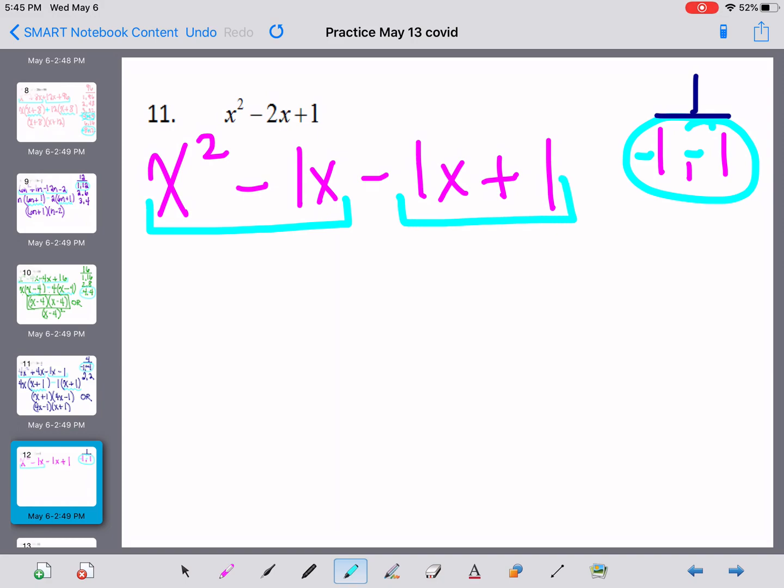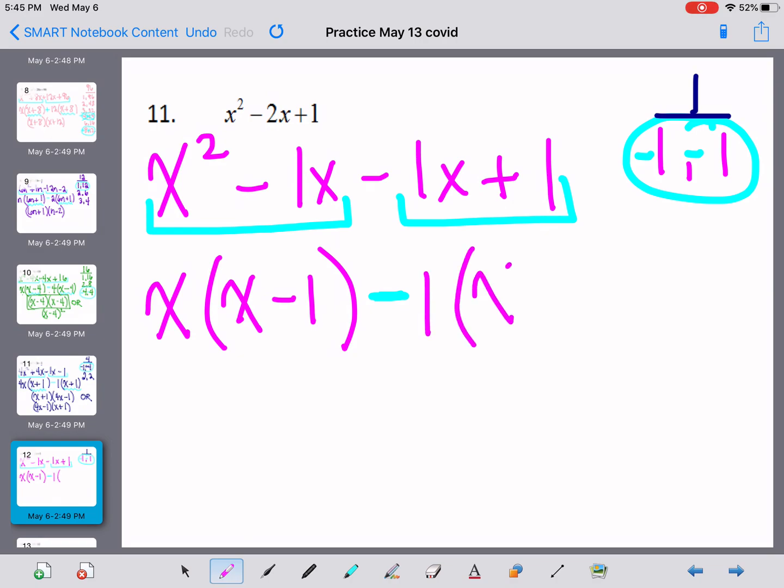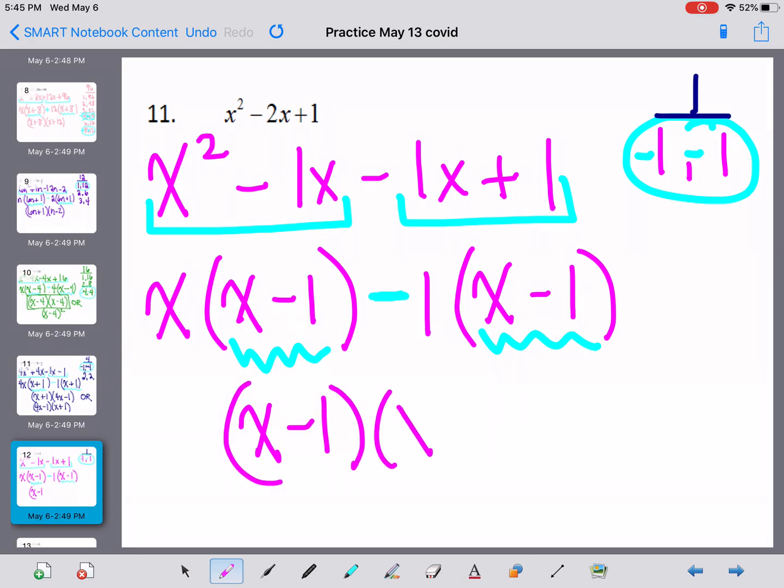Here's a group, here's a group, and we get x as our greatest common factor in the first group. We're left with x minus 1. Again, writing that minus 1 is really important. Writing that sign down, really important. Greatest common factor is a 1. Negative 1x divided by negative 1 is x. Positive 1 divided by negative 1 is negative 1. And then what we've got is x minus 1 and x minus 1.